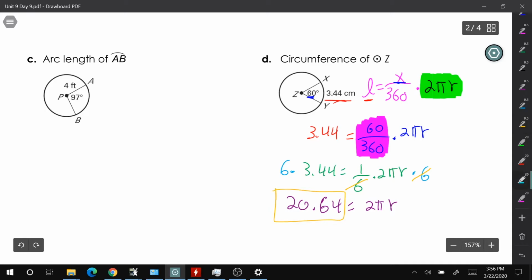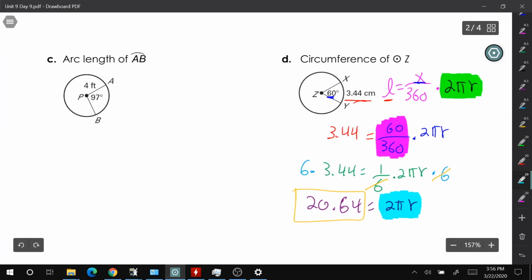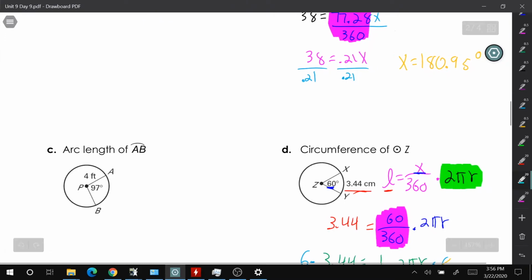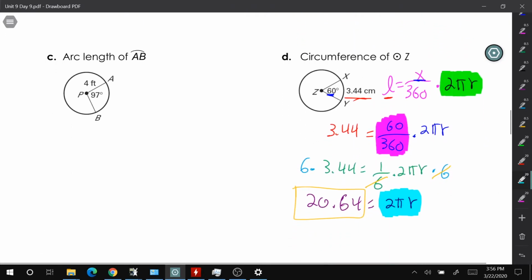And that only works because this formula right here is our circumference formula. So again, that's why I like using the arc length formula that I provided. Other teachers may have different ways of doing it. So looking at letter C, that one is just like letter A up here. So pause the video, try it, and once you're done, unpause it and see if we got the same answer.